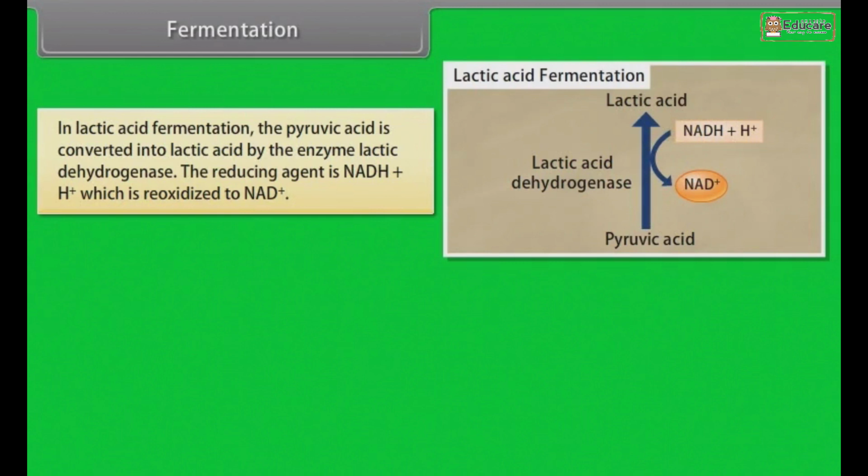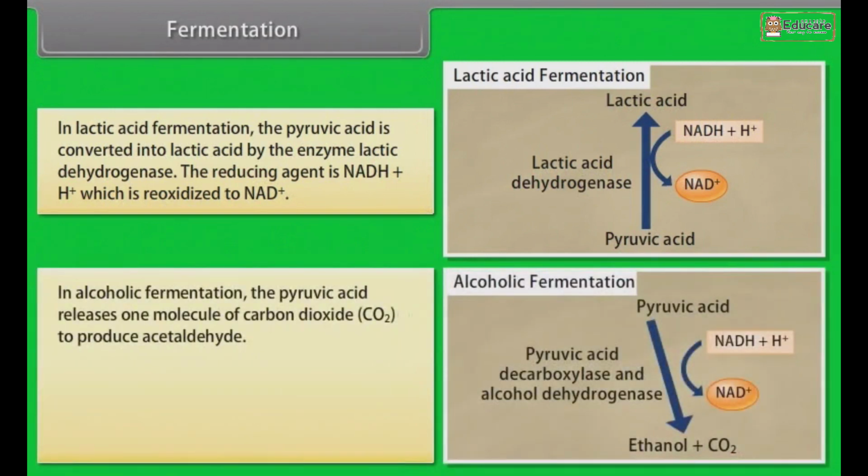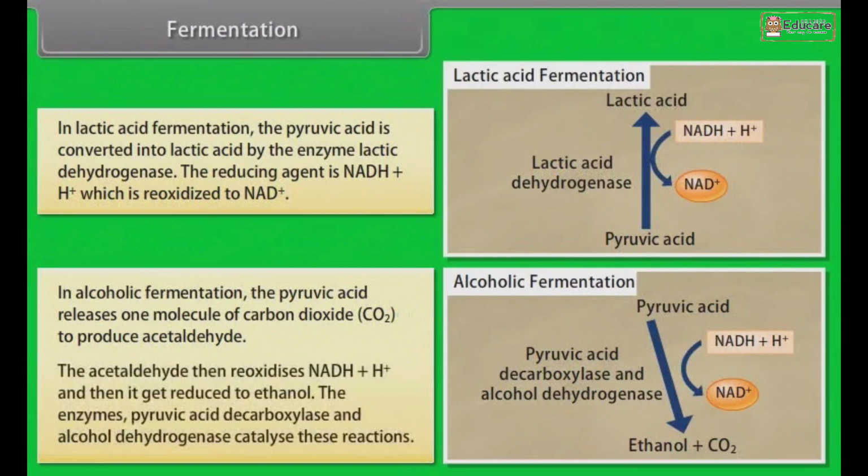The reducing agent is NADH plus H+, which is reoxidized to NAD+. In alcoholic fermentation, the pyruvic acid releases one molecule of carbon dioxide to produce acetaldehyde. The acetaldehyde then reoxidizes NADH plus H plus, and then it gets reduced to ethanol. The enzymes pyruvic acid decarboxylase and alcohol dehydrogenase catalyze these reactions.